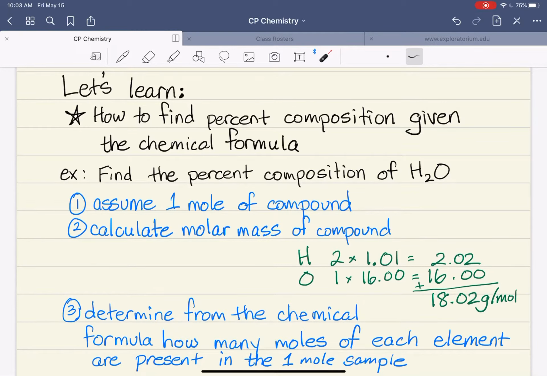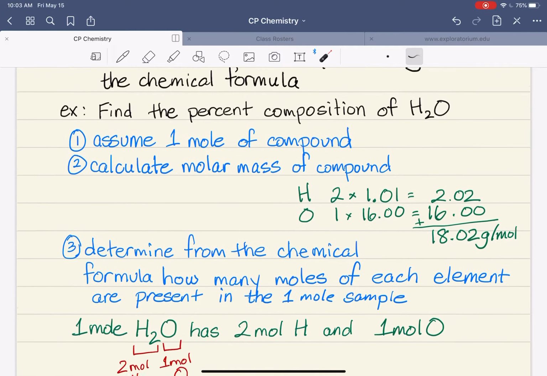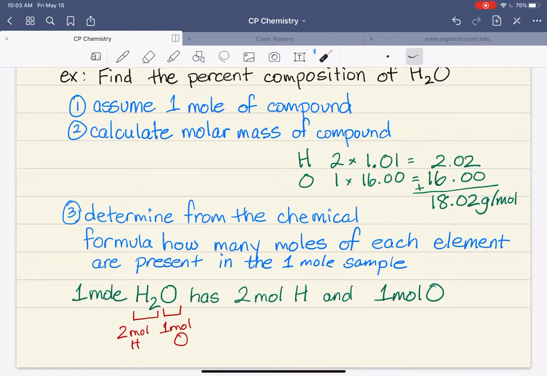How do we find the percent composition if we are given the chemical formula of a compound? So we're going to start by looking at finding the percent composition of water, H2O. All right, well, we're going to start with the assumption that we have 1 mole of compound. I have nothing to write down about that, but we are assuming 1 mole of compound, and that's going to help us. All right. The second thing we need to do is calculate the molar mass of that compound.